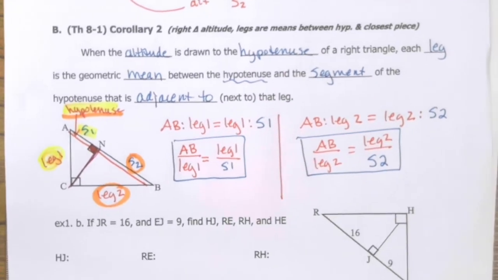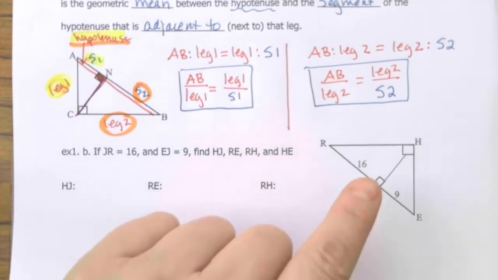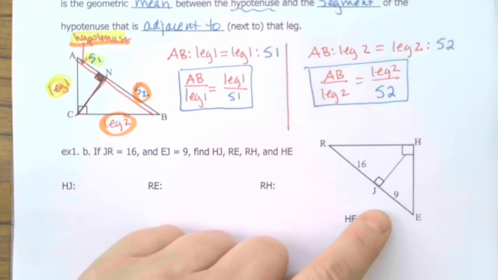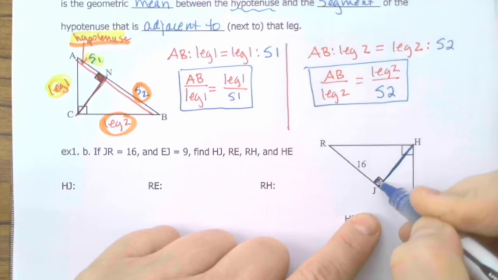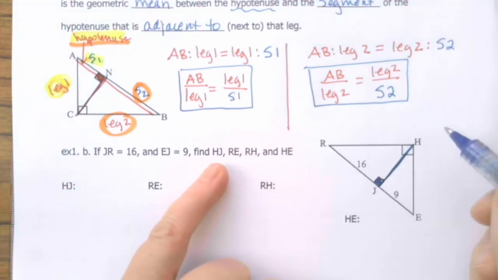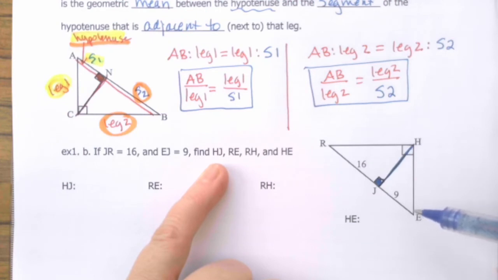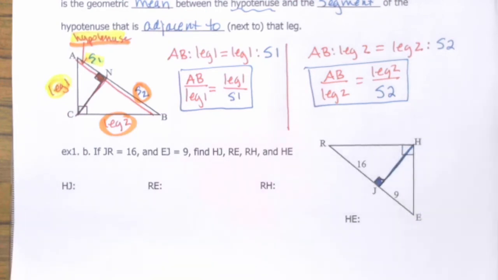Okay, so we're going to use this now. It says if JR is 16, it's already labeled, EJ is 9, we want to find HJ. That would be your altitude. And then we're also supposed to find a whole bunch of other stuff. Now, RE should be easy because we just add those together. We need HE and RH. We're looking for the legs.